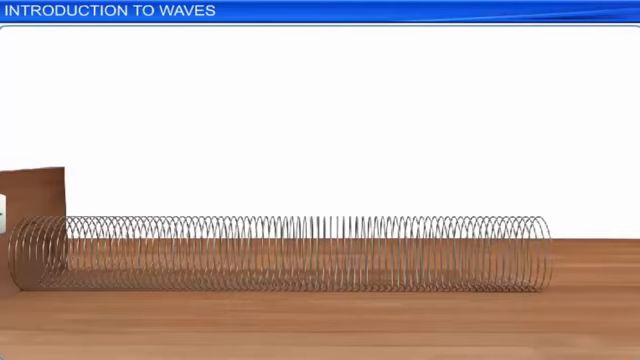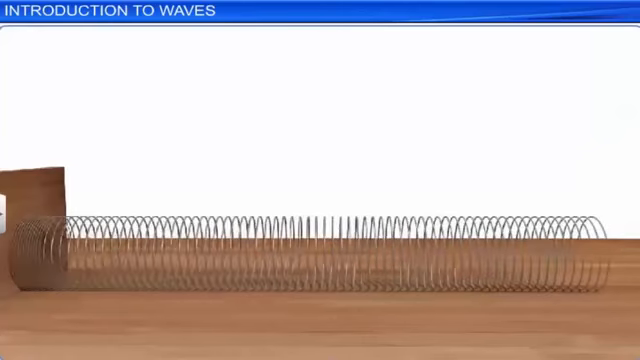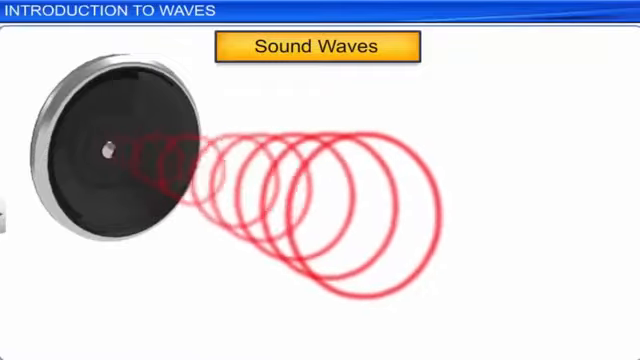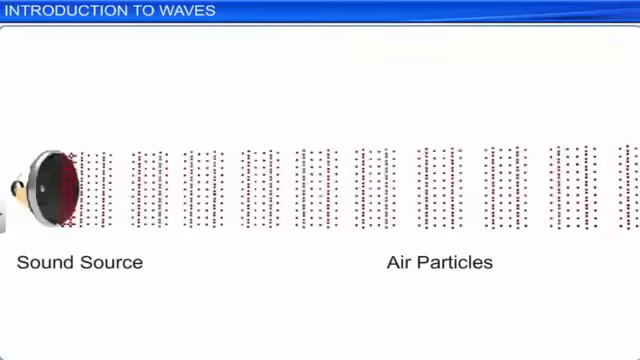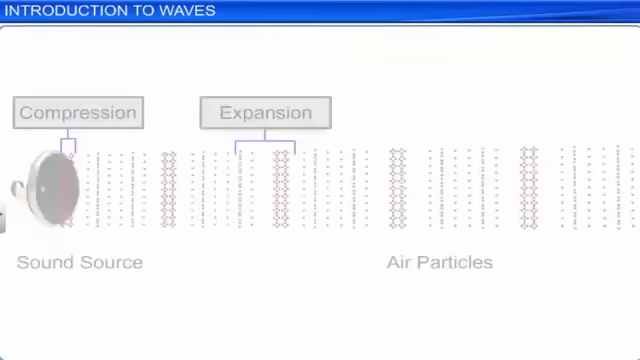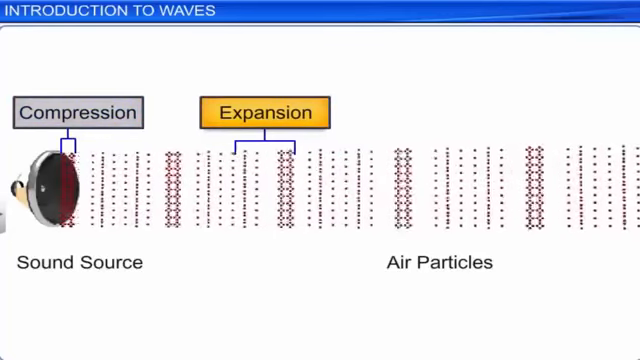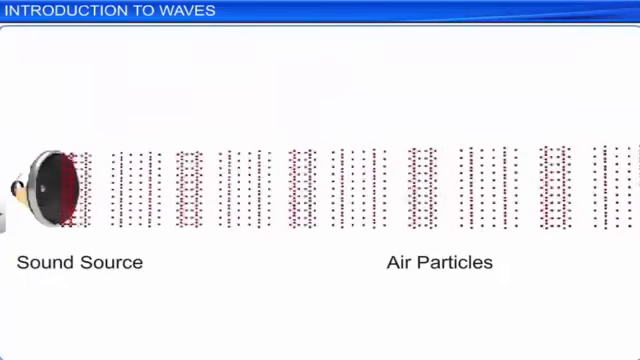Now, let us see how sound waves propagate through air. When a sound is produced, it compresses or expands a small region of air at the source, causing a change in the density, delta rho, of the air in the region. This induces a change in the pressure, delta P, of air in that region.